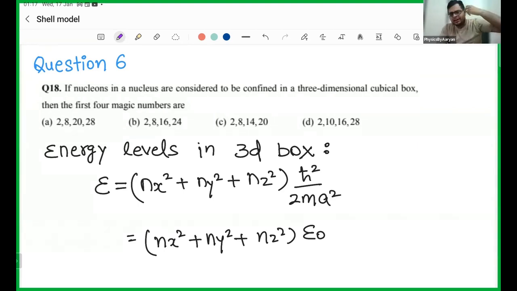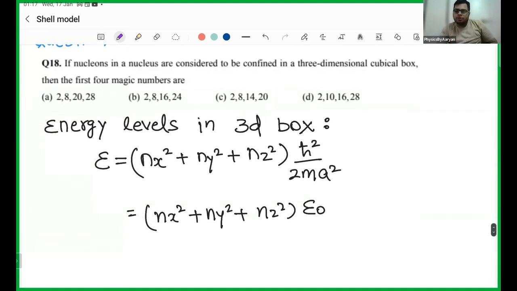In an exam, he can ask you any such random questions, but you have to think. What are the energy levels for a 3D box that you already know? That is (nx square plus ny square plus nz square) times h cut square by 2ma square. Now let's assume that h cut square by 2ma square is some constant, which is E naught. I'm just assuming that so that I don't have to write it again.